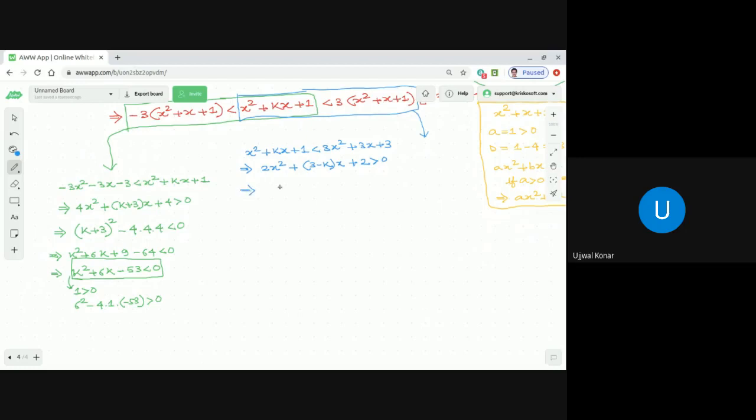So from here, what is the discriminant of the corresponding polynomial equation? It is 3 minus k whole square minus 4 into a is 2 into c is 2, which should be less than 0. Now let's simplify. 9 plus k square minus 6k minus 16 is less than 0. This implies k square minus 6k minus, it is 15, correct? Oh, I'm sorry, not 15. It is actually minus 7. Minus 7 is less than 0. K square minus 6k minus 7 less than 0.